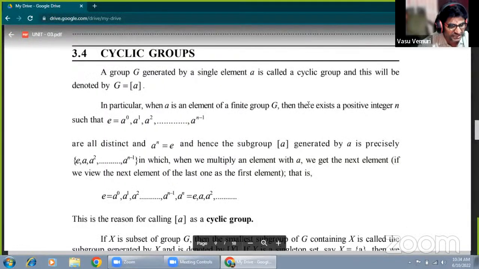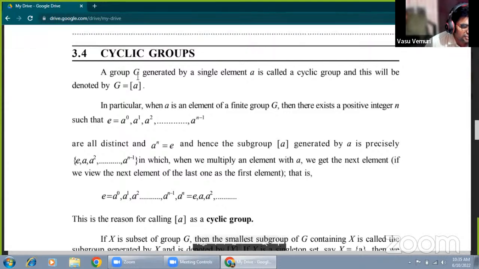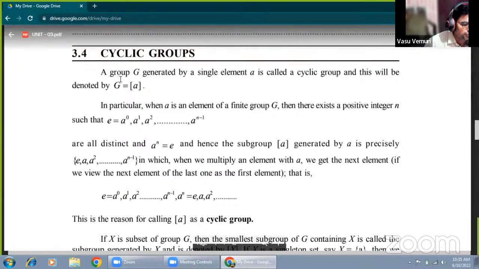Before that, you have to see here. Once again, I have to repeat the definition. That is the cyclic group. What is a cyclic group? Suppose G is any group, with a binary operation, multiplication or whatever it is. Here G under multiplication is a group, and here a belongs to G.